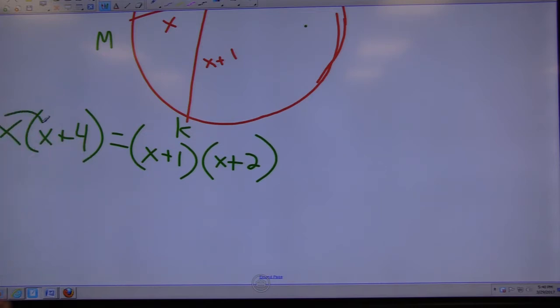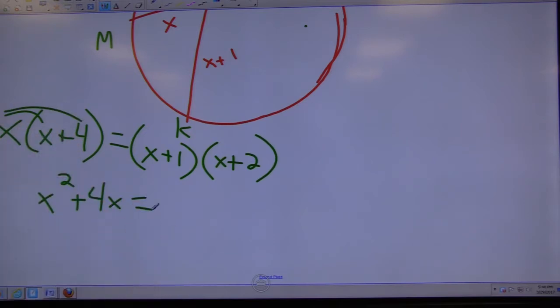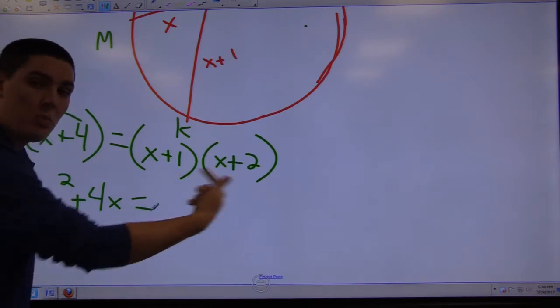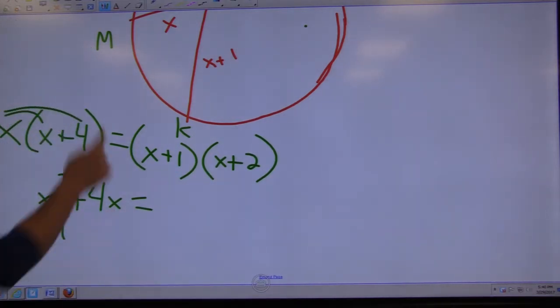So x times x is x squared, okay? X times 4 is 4x. All right, so hopefully that's all right. Now, let's go ahead and keep going. Now with this, the process for multiplying these binomials is FOILing, okay? So let's try to multiply the binomials together.